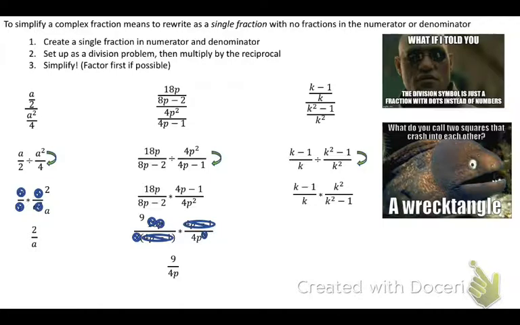I don't know. Okay, so that becomes k minus 1, k plus 1. And then the k minus 1s cancel, k's cancel, and I'm left with k over k plus 1.